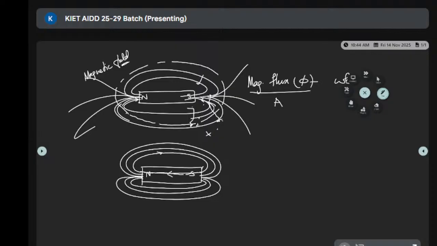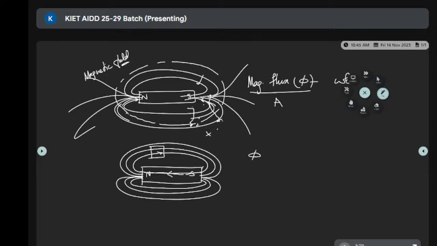They form a loop, and you can see many such loops, but there is no chance of crossing. Magnetic lines of force never cross. Okay, right. If I take this line of force, it is called flux.